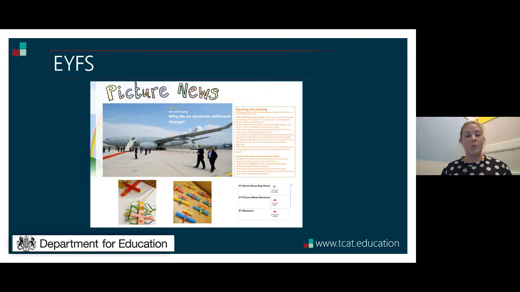They often predict what they think might happen and draw similarities from things that they already know. So this one of an aeroplane, they might talk about how holidays now are restarting, and some of the children already know this information and others don't, but it's a really good way to get young children involved in news.